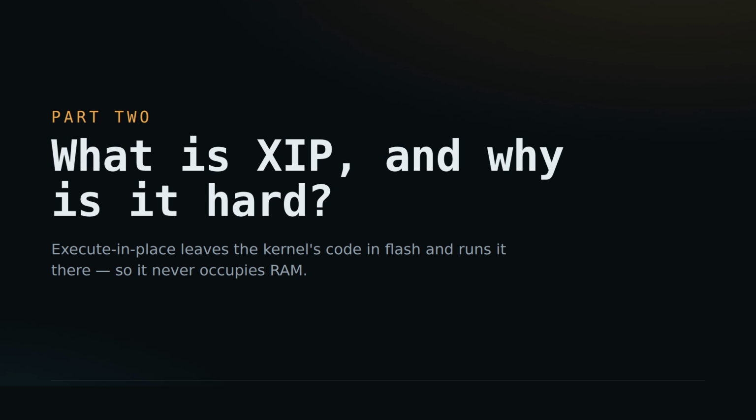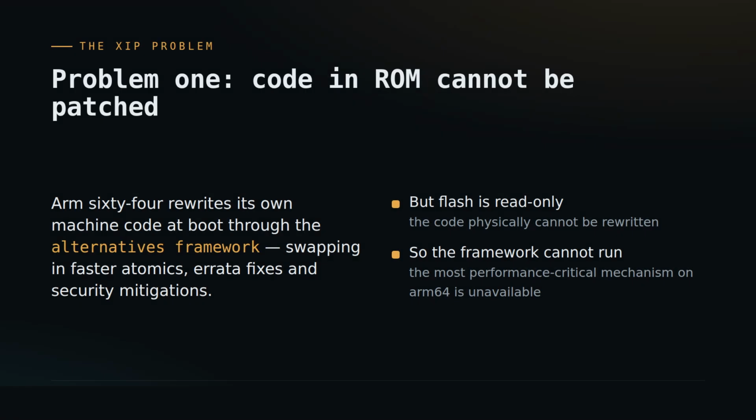This matters for deeply embedded devices. They have plenty of cheap flash but only a tiny amount of RAM. ARM32 and RISC-V have supported this for years. ARM64 did not. The first problem is fundamental.